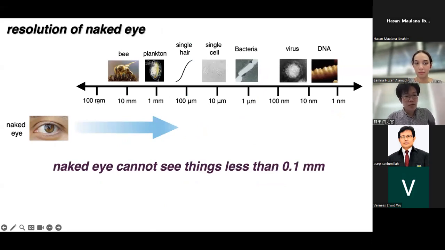However, the resolution of our naked eye is not enough to see these small things. We can see a bee and may be able to see plankton. Of course, we cannot see the detailed structure of plankton, but maybe we can see that some small thing is moving. It is quite hard to understand the detailed structure of plankton. We can also see a single hair. However, it is said that the resolution of our naked eye is limited to 0.1 millimeter. So we can never see single cells, bacteria, viruses, and things such as DNA.